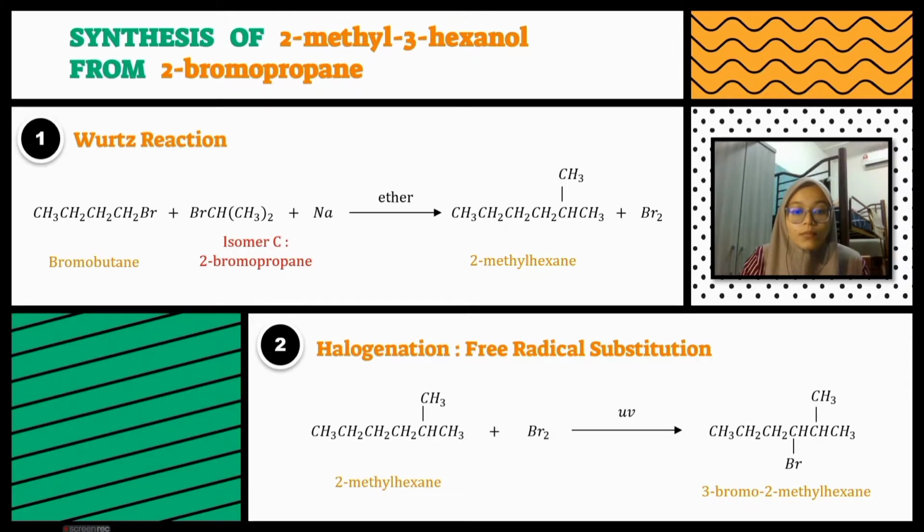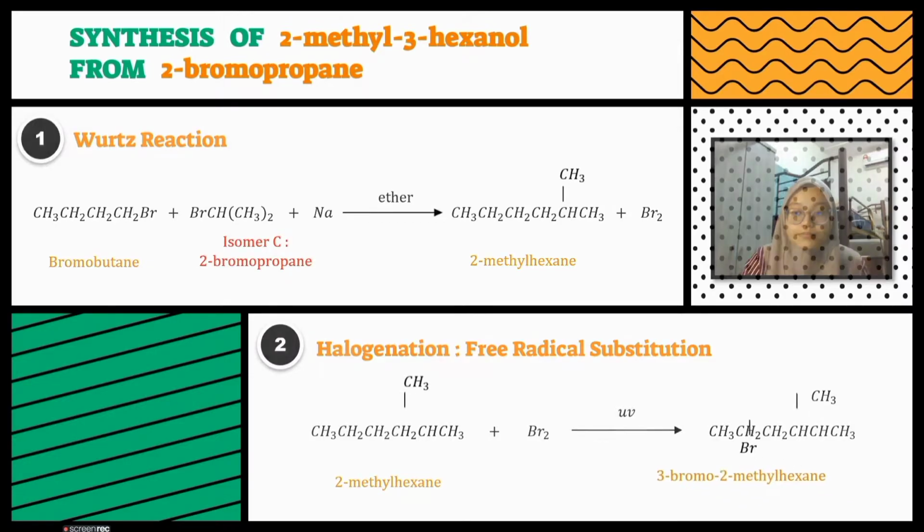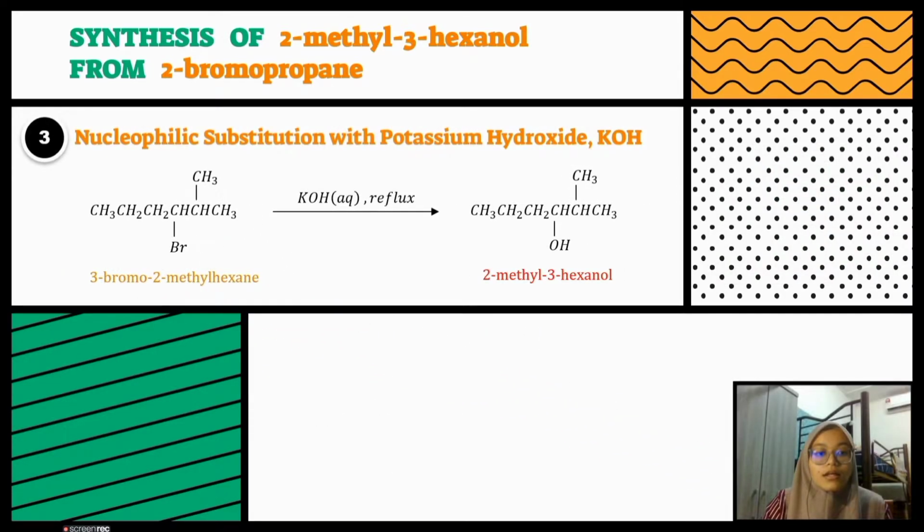In this reaction, 2-methylhexane will react with bromine in the presence of sunlight or UV to produce 3-bromo-2-methylhexane. And the last step is the nucleophilic substitution with potassium hydroxide, KOH. In this reaction, 3-bromo-2-methylhexane will undergo hydrolysis with aqueous potassium hydroxide under the condition of reflux to produce 2-methyl-3-hexanol, which is the last product.